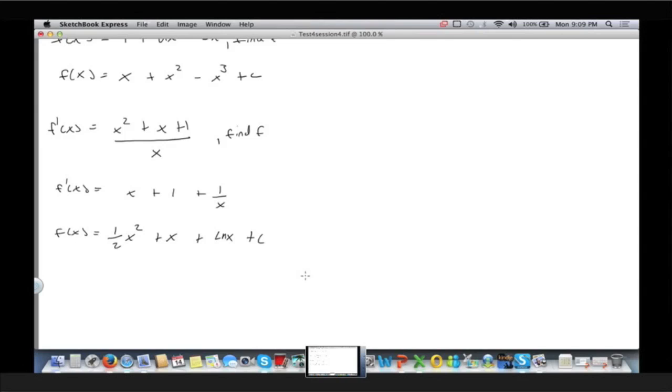We would lose a little credit, though, on this problem because remember that the most general antiderivative of 1 over x is the natural log of the absolute value of x. So that's one of those details that we need to keep in mind to get full credit on these problems. Okay, so that was an issue on that problem. I think the rest of that solution is correct.